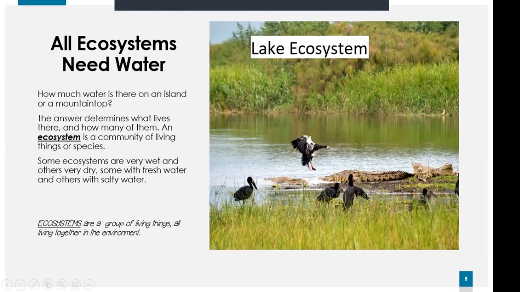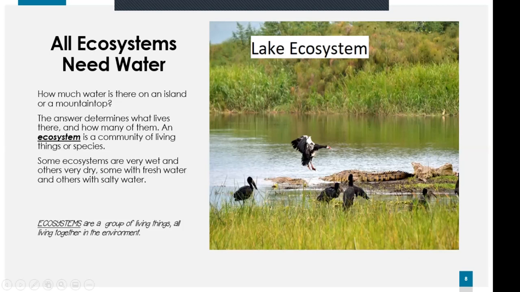All right, all ecosystems need water. How much water is there on an island or a mountaintop? Well, the answer determines what lives there and how many of them. An ecosystem is a community of living things or species. Some ecosystems are very wet and others very dry, some with fresh water and others with salty water. Ecosystems are a group of living things, all living together in the environment.